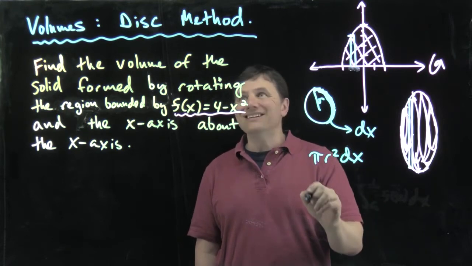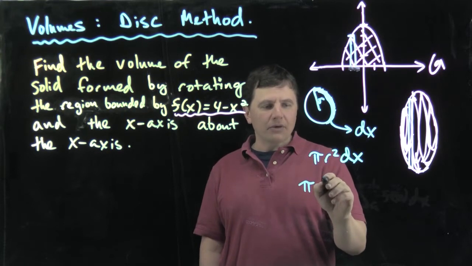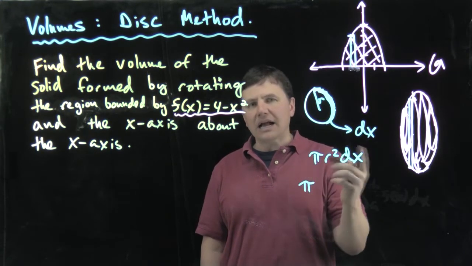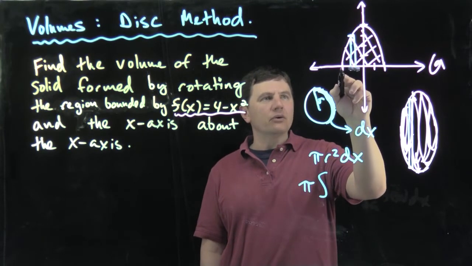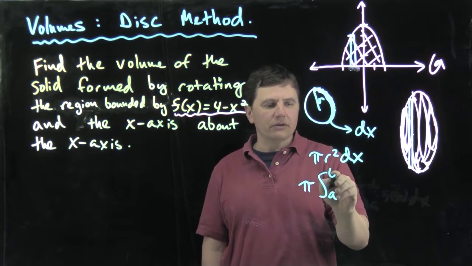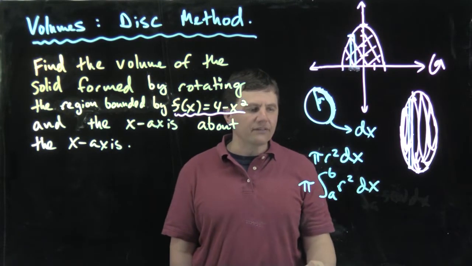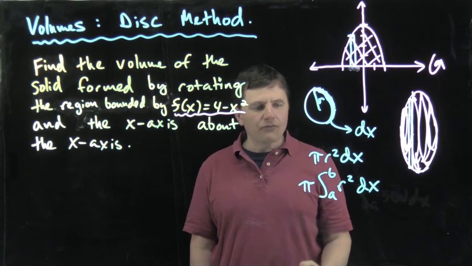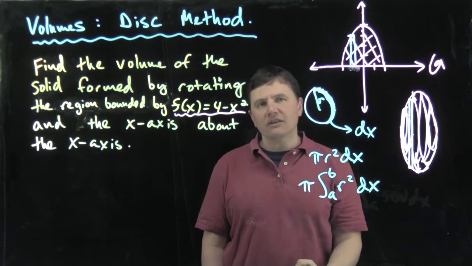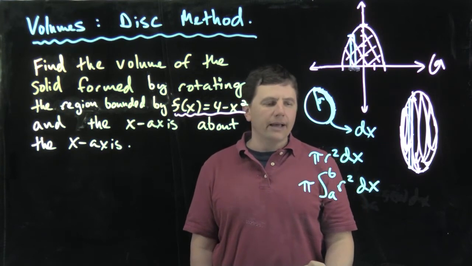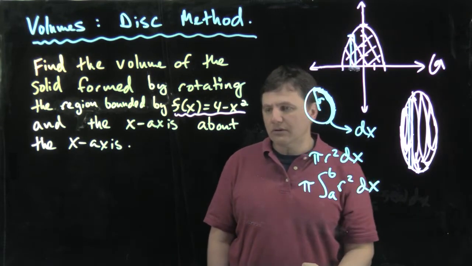So when I do this disk method, I am going to have pi, and pi being a constant, I'm going to bring it out front of the integral. And then I'm going to integrate from A to B. Okay, so this is our formula for a disk: pi out front, integral from A to B of r squared dx. So now what we have to do is just think in this case, what is our A to B, and what is our r squared dx.